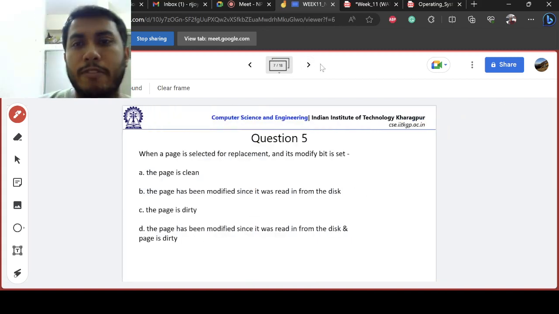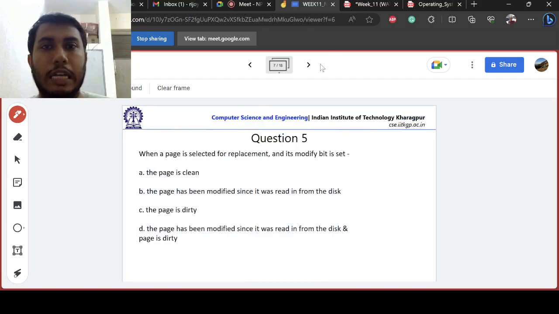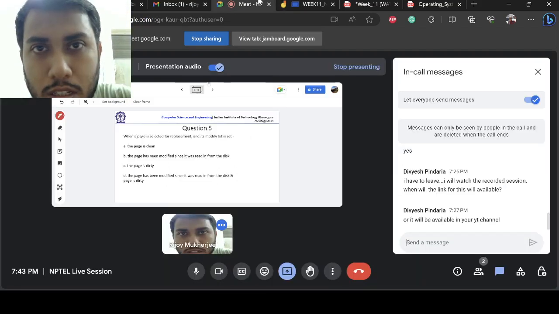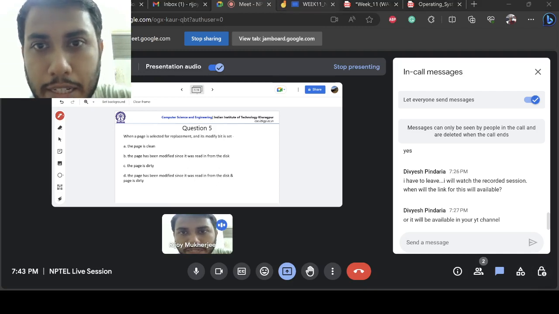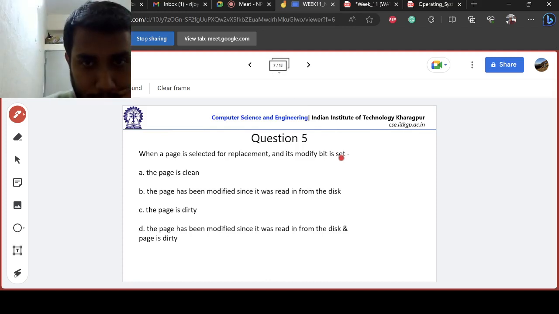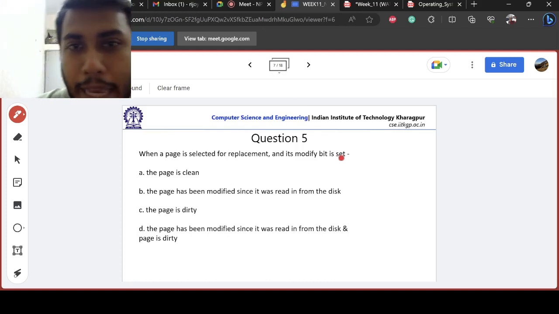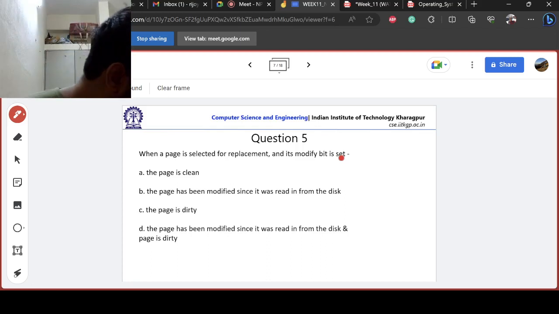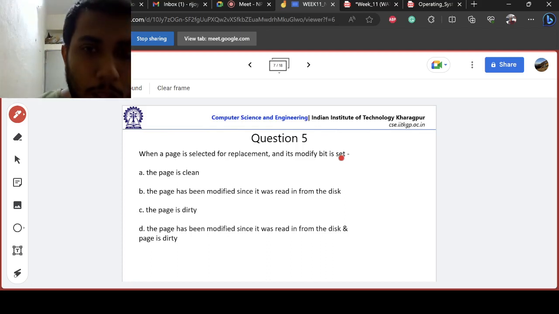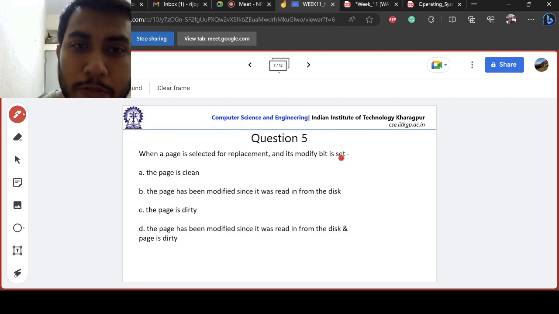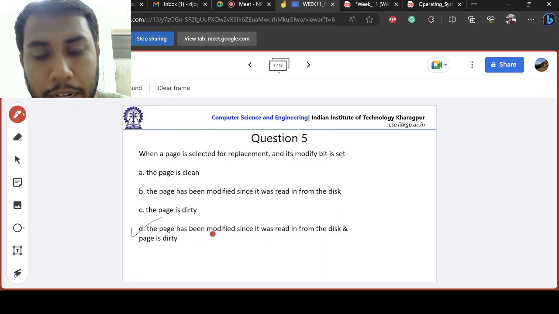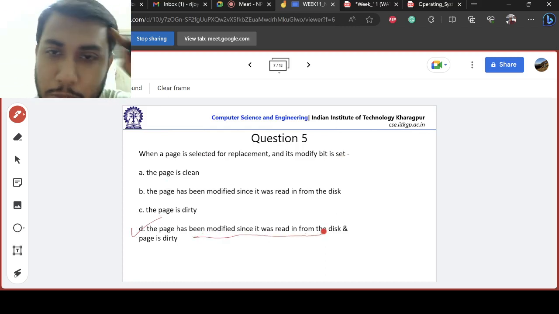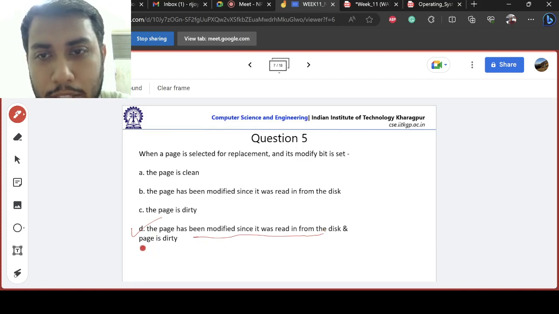So let's come to question number 5. When a page is selected for replacement and its modified bit is set, the page is clean, or the page has been modified since it was read from the disk, the page is dirty. So the correct answer is D, because it indicates that the page has been modified since it has been read from the disk and the page is dirty.